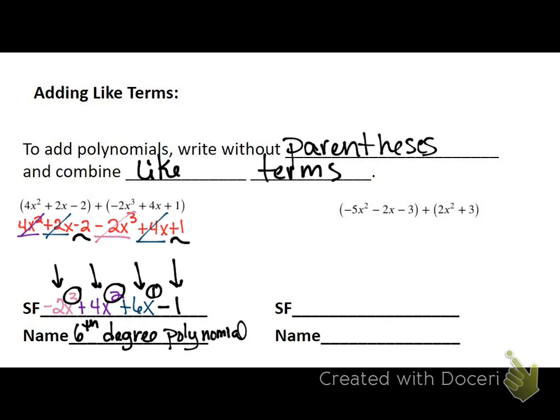Okay, we're going to do one more. We'll add; we'll save the subtraction for tomorrow. Okay? So we get no homework? Oh, I'm going to give you your homework assignment.